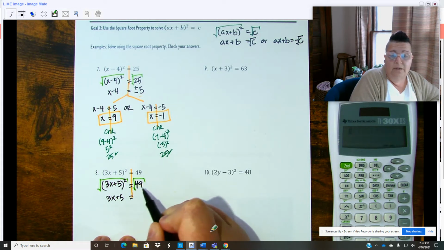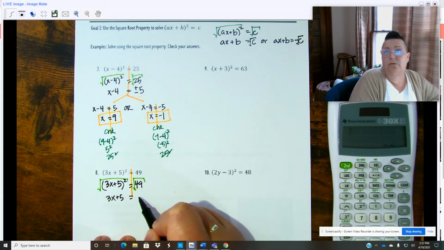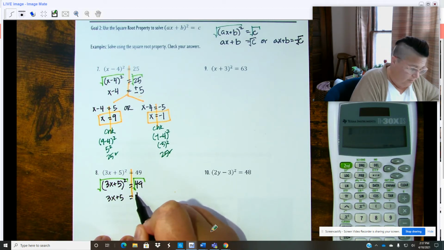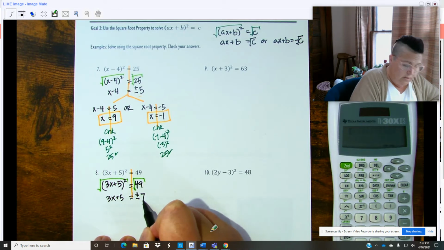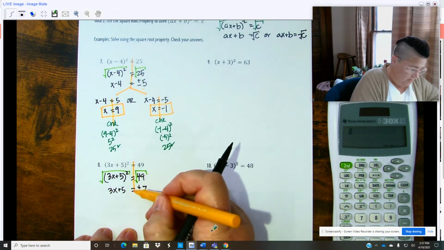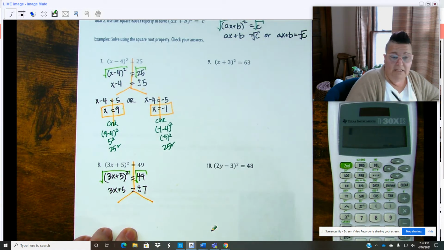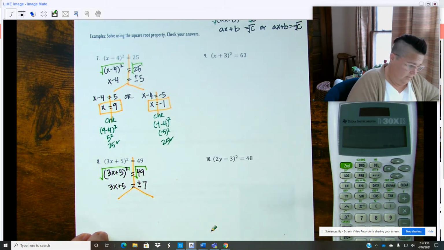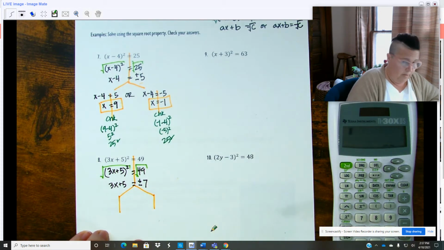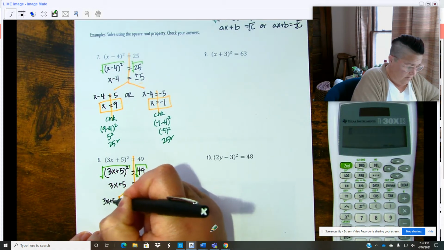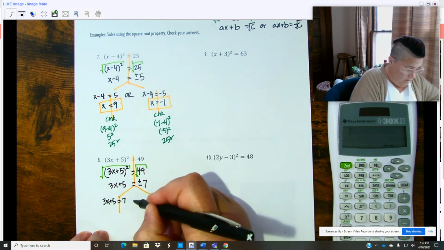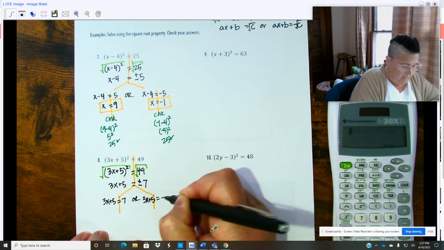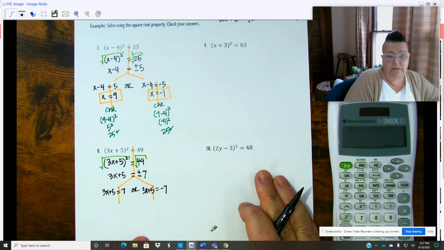The square root of 49 is 7. But because we're taking the square root in a solving function, it's either a positive 7 or a negative 7. So I have two possible solutions. Because it's positive and negative, using the double sign, this splits. It could be that my 3x plus 5 is equal to 7, or it could be that my 3x plus 5 is equal to a negative 7. So I have two possibilities here.